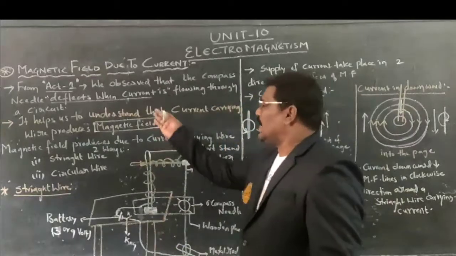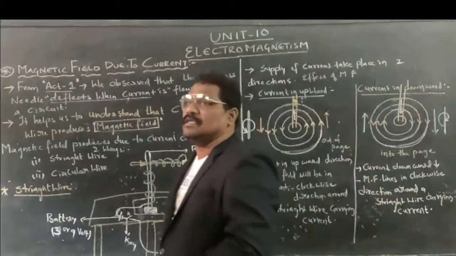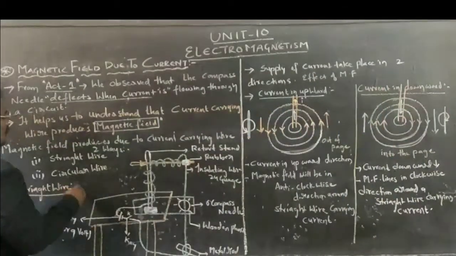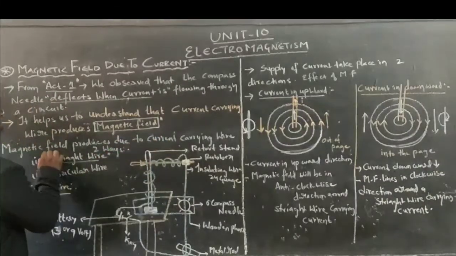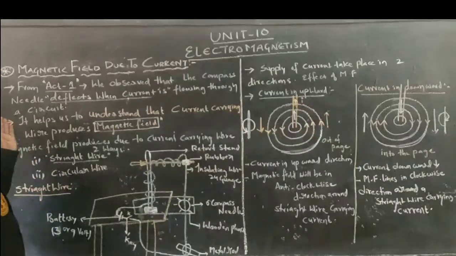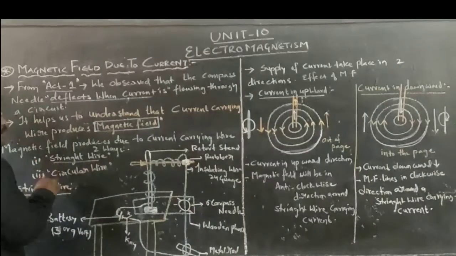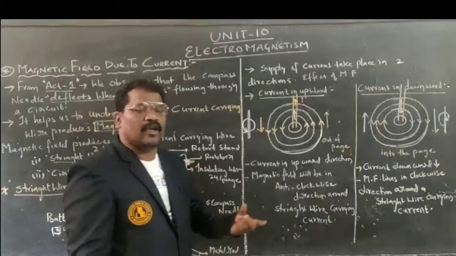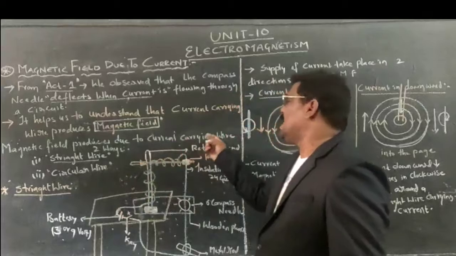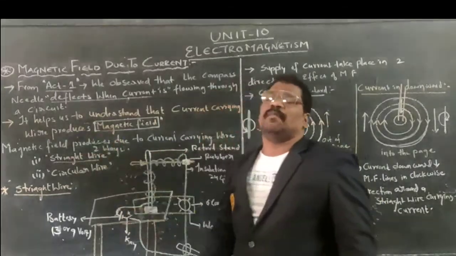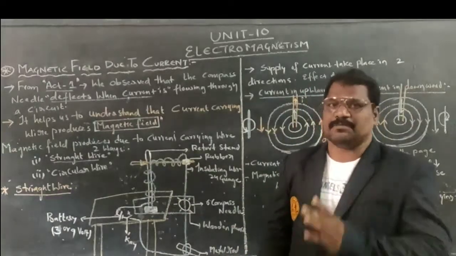Not only that, the magnetic field produced due to a current carrying wire can be understood in two ways. One is the magnetic field produced due to a current carrying straight wire. The other concept is the magnetic field produced due to a current carrying circular wire. Now within this class, we are going to study the current carrying straight wire through which a magnetic field will be produced.